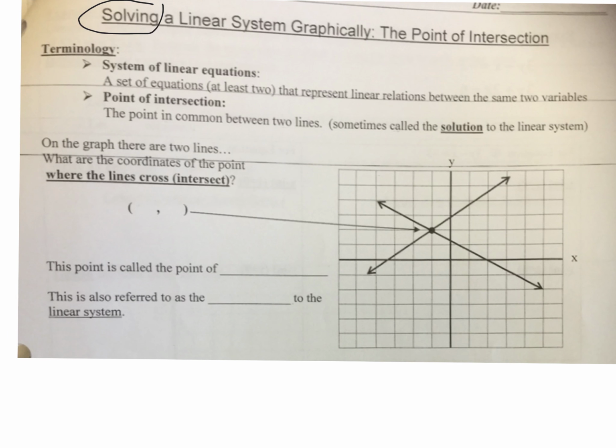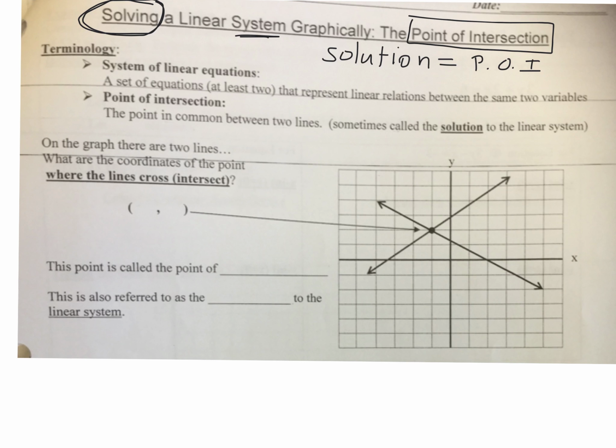Solving a linear system. So we've been looking at linear equations. A linear system is just two or more equations that you're looking at at the same time. Two or more linear equations, okay? And when we solve a linear system, the solution, I want you to copy this down: the solution is the point of intersection. I'm going to call that POI for short.